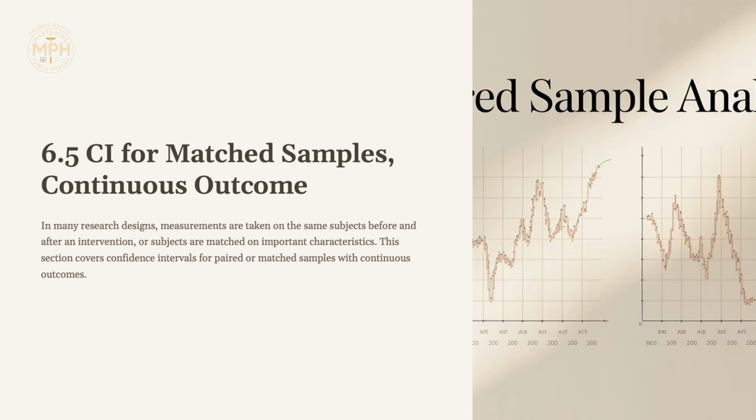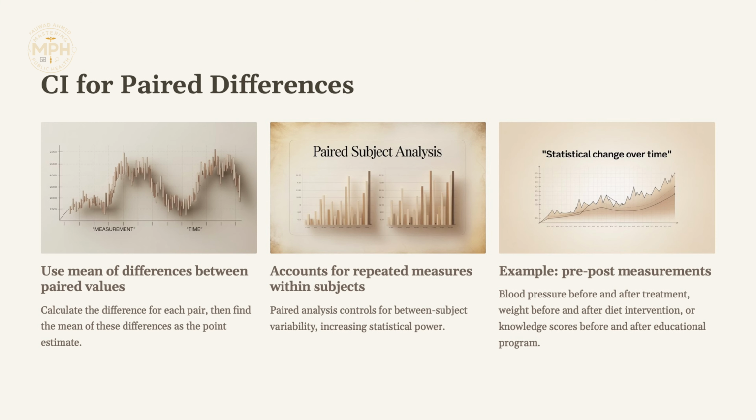Fifth is CI for matched samples, Continuous Outcome 6.5. Matched or paired samples involve measuring the same subjects twice, such as before and after an intervention. Here, we calculate the mean of the differences between paired values. Then we build a confidence interval around that mean difference. Take the average of the paired differences. Then add and subtract the t-value times the standard deviation of those differences divided by the square root of the number of pairs. It tells us whether there was a consistent and meaningful change over time within the same group.